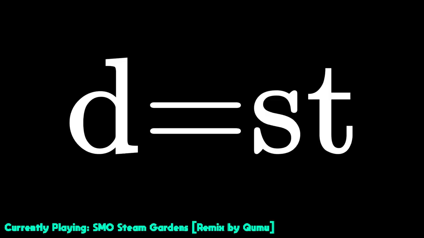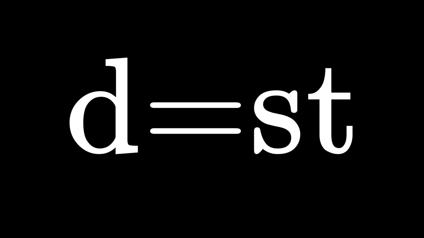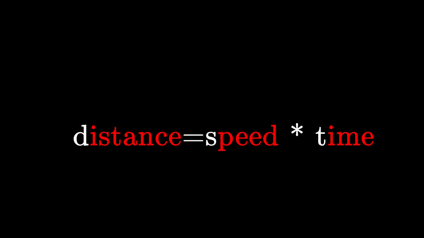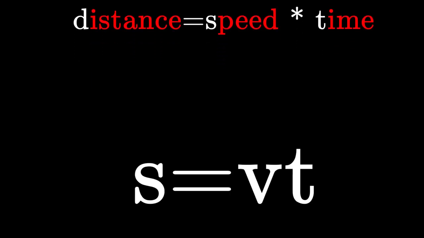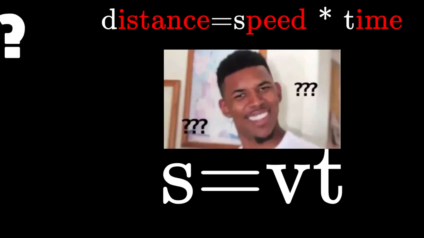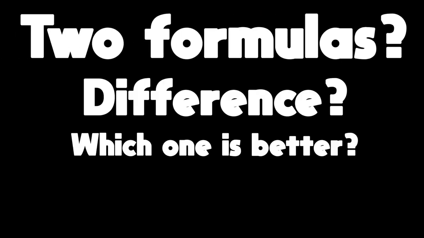This is a very famous formula in physics. Specifically, it tells the relationship between distance, speed, and time. This is the same formula, but with the letters being represented differently. Why do we end up with two formulas? What's the difference? Which one's better? These questions and more will be answered in today's episode of Random Thoughts.